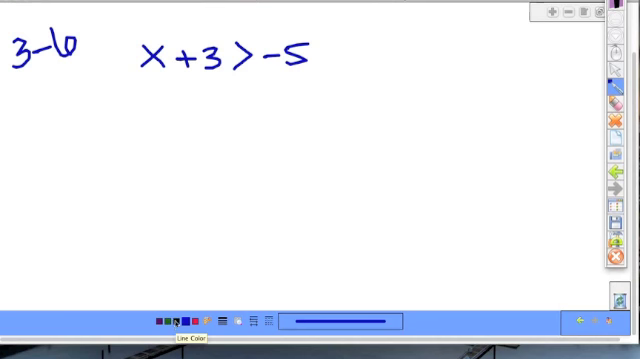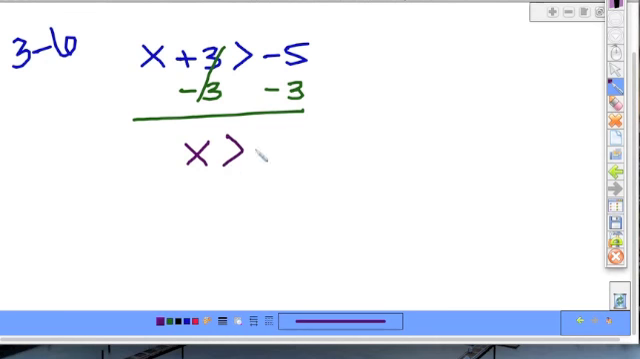Our goal is to get the variable by itself, so we want to subtract the 3. Think of this inequality as your basic equal sign, nothing fancy. These cancel. My x now falls down. The inequality sign falls down just like it is. And I'm going to add these up because they both have negative signs, means I keep the negative sign and I add them. So 5 plus 3 gives me 8. And that's your answer. But now we need to graph it, which means we need to put it on a number line.